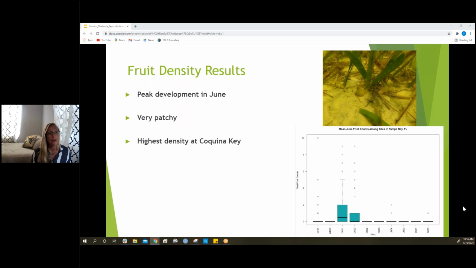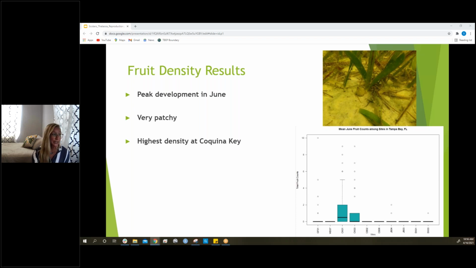Fruiting: peak fruiting was observed in June. This provides new information that restoration managers and resource managers can use to be more efficient and targeted in future management strategies. Similar to flowering, fruiting was extremely patchy, both between and within sites. However, patchiness has been previously documented in Tampa Bay.